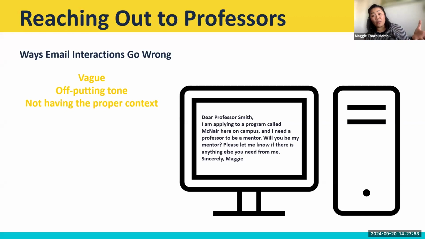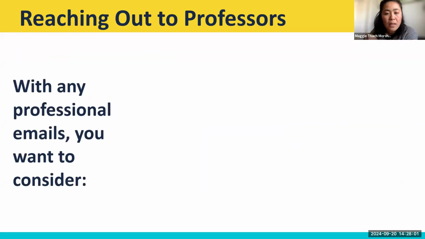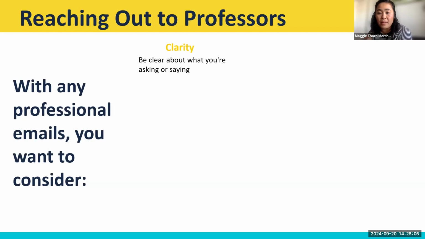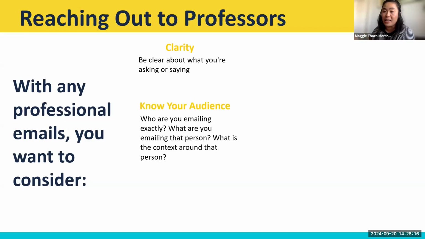And I understand where you as students are coming from, like, where do I find all that information? How do I know what to write? Okay, let's look at some resources available to you. So with any professional email, not just someone who you want to be a mentor, but if it's going to a professional person, right? You want to have clarity. You have to be clear about what you're asking or saying, right? Don't make them guess what you're trying to say.